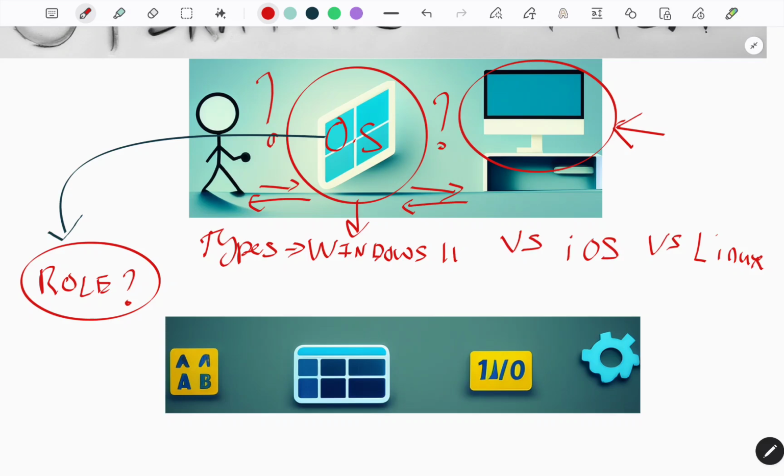The OS first role is to manage the hardware, right? We go into detail now, right? We go into the detail. The first one is the resource management.